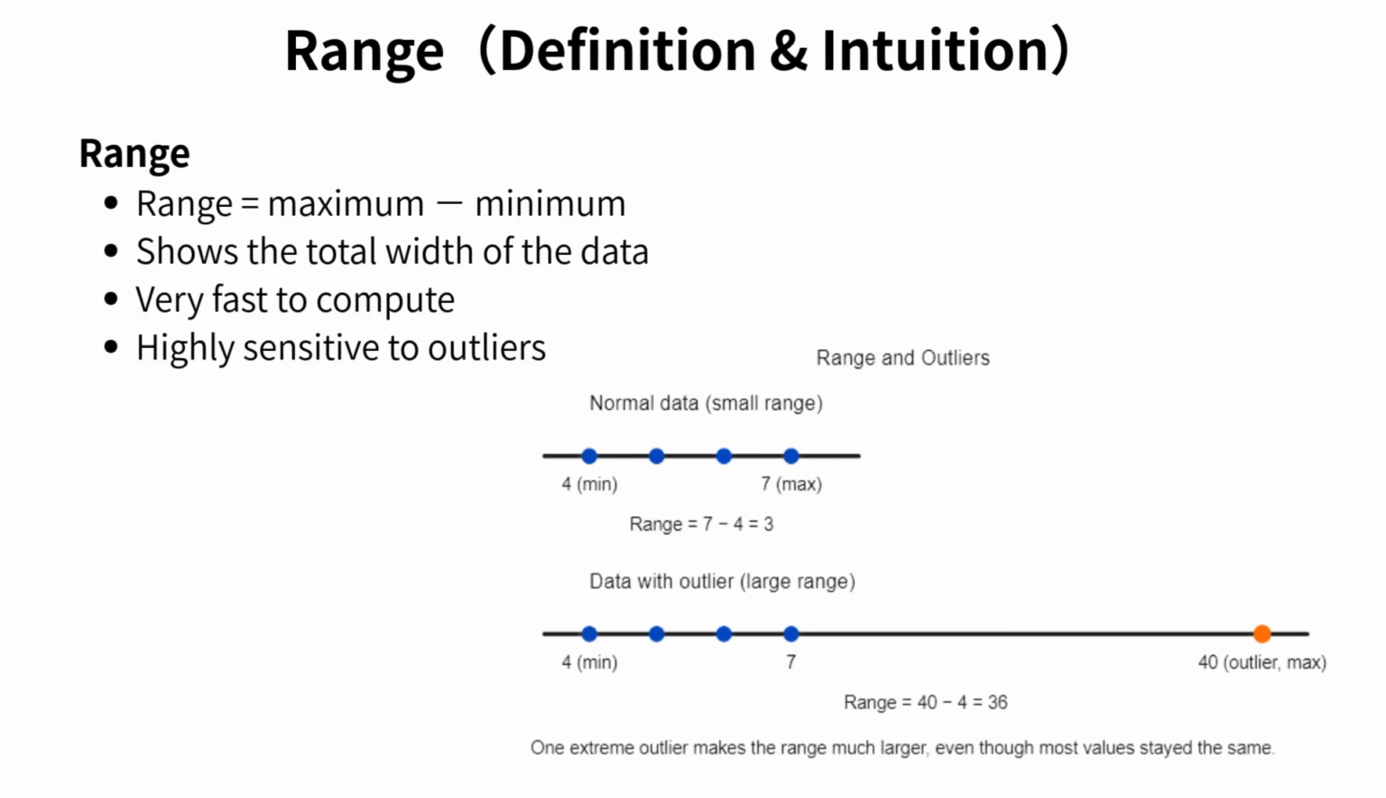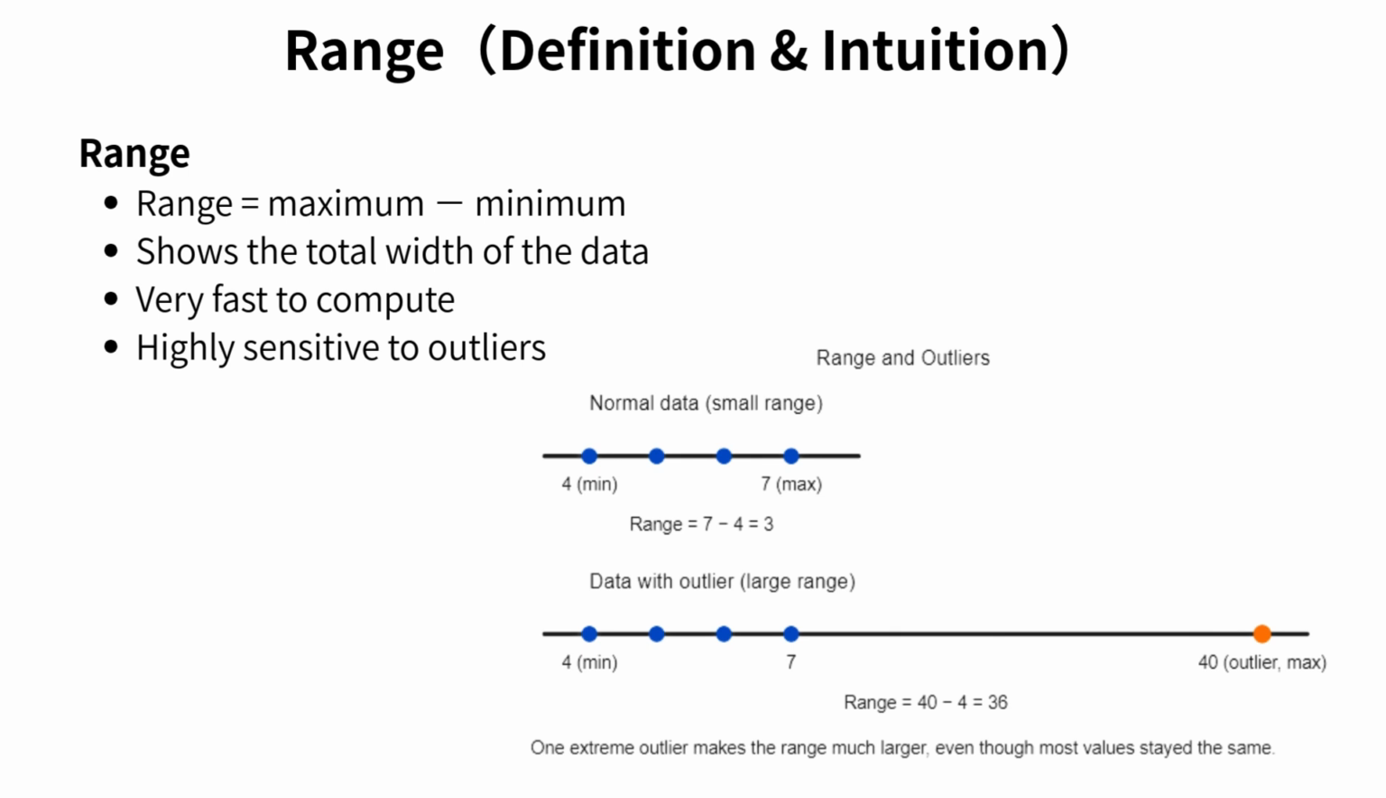Range is the simplest measure of spread. It is calculated by subtracting the minimum value from the maximum value, and it tells us the total width of the dataset. In the first example, the data values are tightly grouped between the minimum and the maximum. Because the values stay close together, the range is small, which suggests low variability.